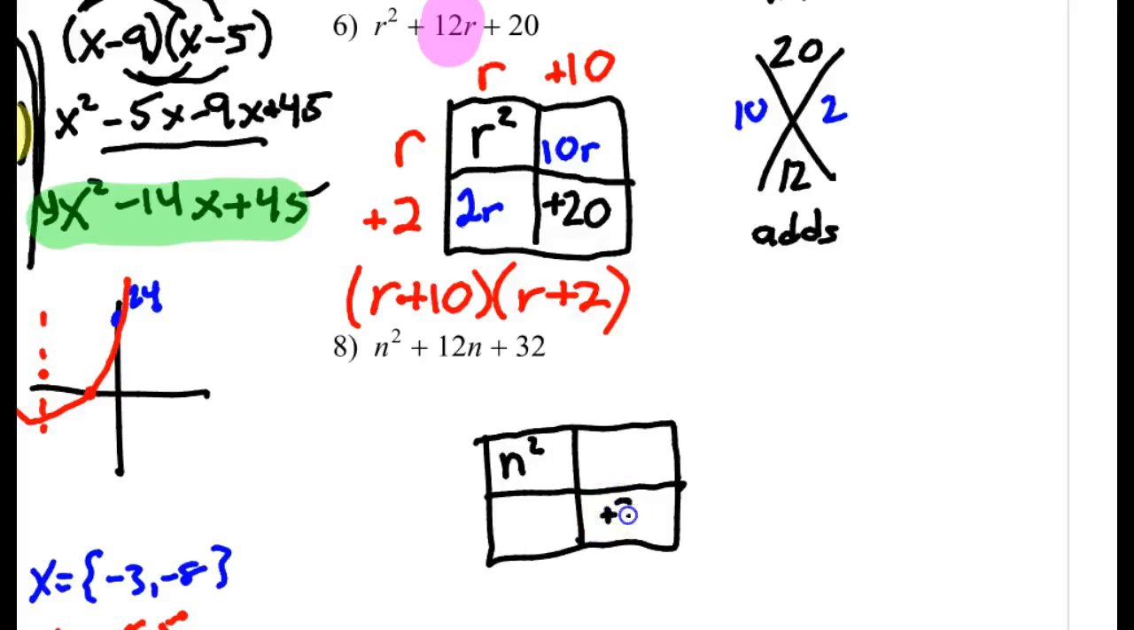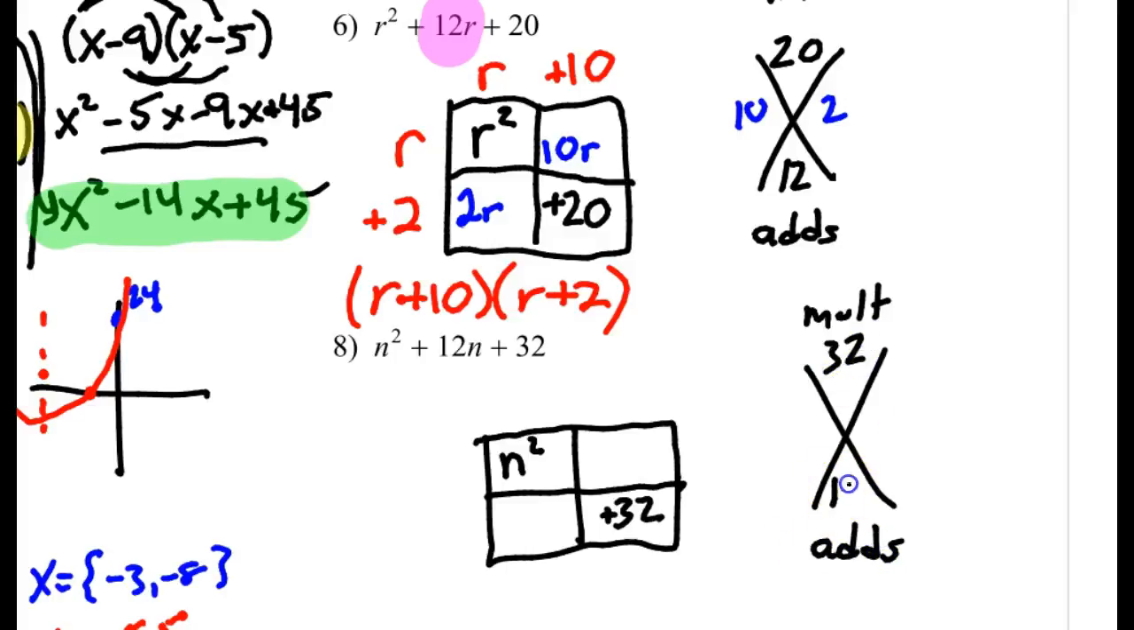So I have my n squared and my 32. But the 12, I have two boxes. I only have one number, so I need to figure out what multiplies to 32 and what adds to 12. What are those two numbers? 8 and 4. So I know I got an 8n and a 4n in either order. Doesn't matter which order you put those in. And then I can start doing the factoring.